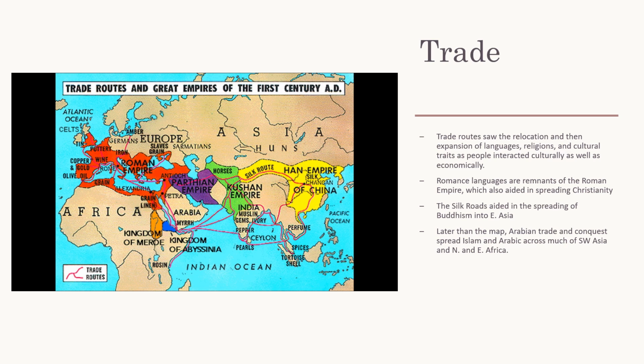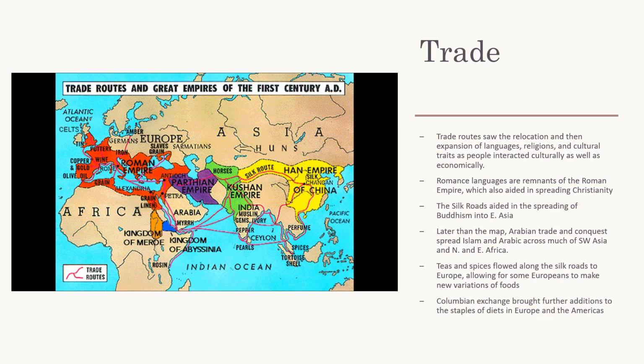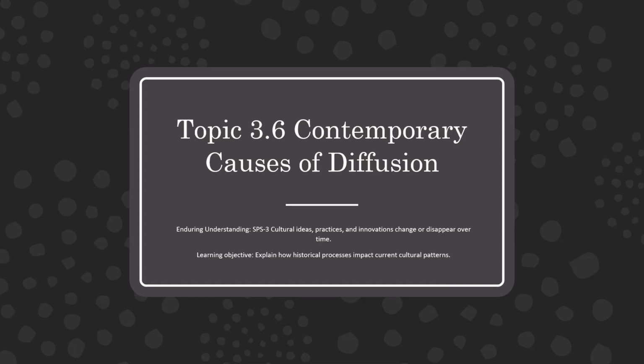Arabian trade and conquest. Later, these trade routes might be shut a little bit, but we see Arabic spreading into North Africa, into Southwest Asia through these trade routes. Europeans, thinking we want teas and spices that used to flow on the Silk Road, now need to colonize these locations. The Columbian exchange, in terms of trade, brought food from Europe to the Americas and the Americas to Europe. All of these are evidence of trade and how it impacted the movement of ideas and traits.